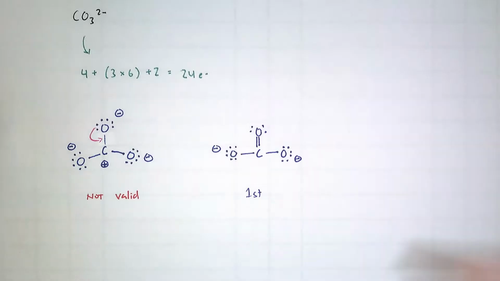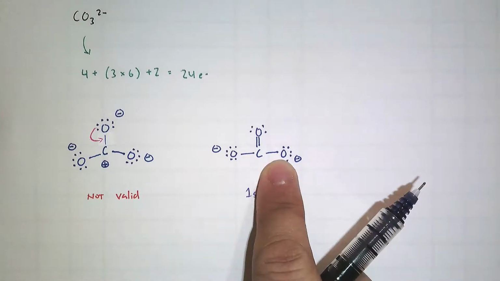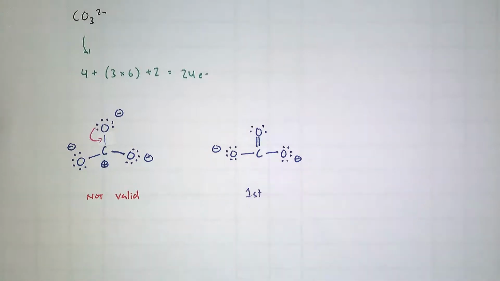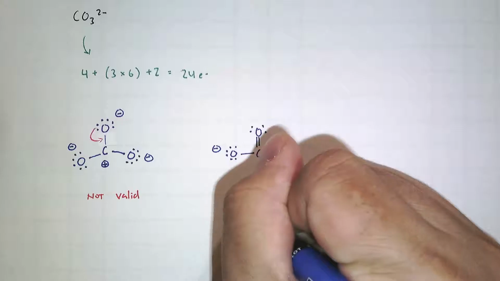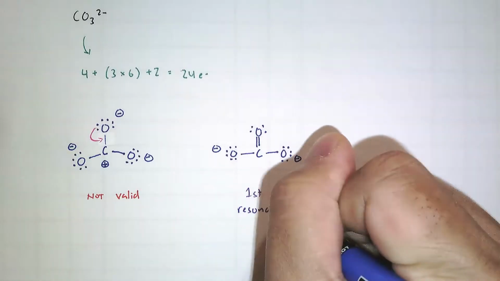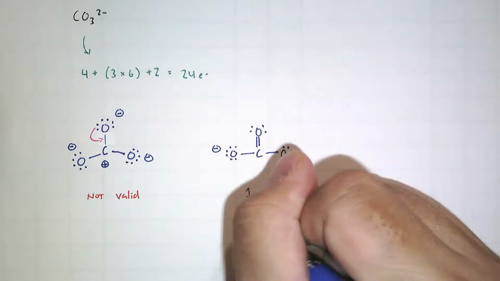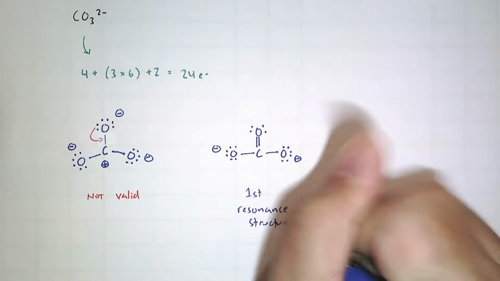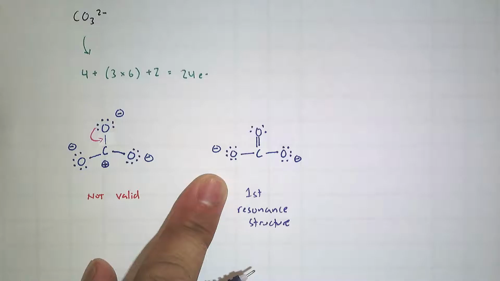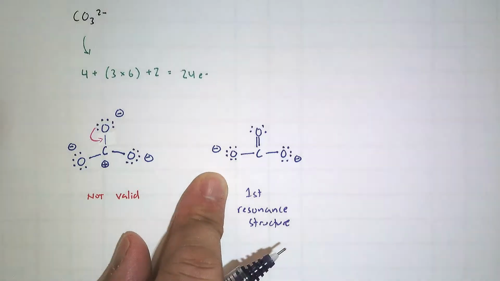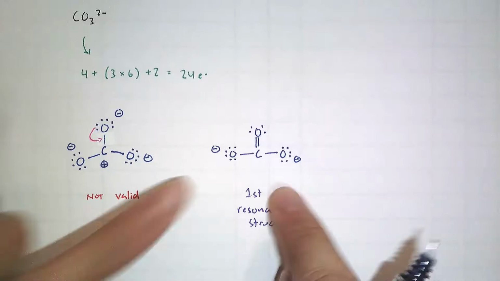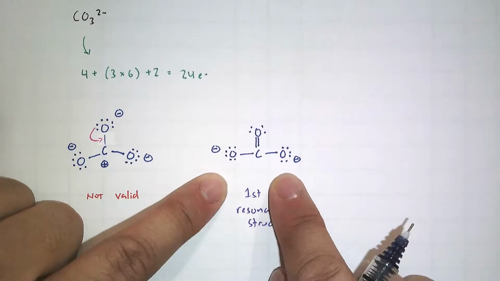Now, your classmate could have drawn it with a double bond to the left. Another classmate could draw the double bond on the right, and that would be their first resonance structure. But just by chance, I picked the oxygen on the top as my first resonance structure. And that's perfectly fine. If I ask you to write the Lewis structure of carbonate, this would get full credit.